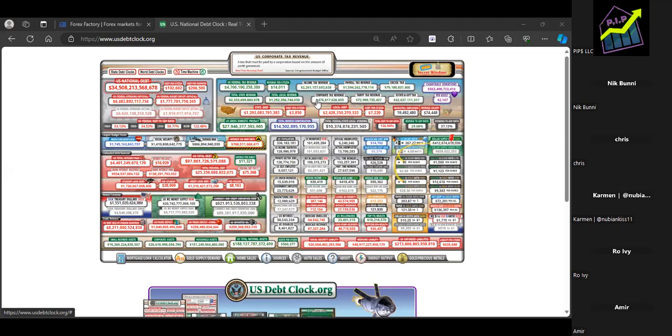Anyway, T plus one settlement times means that if you put your money in today, you're going to be able to trade with it tomorrow.